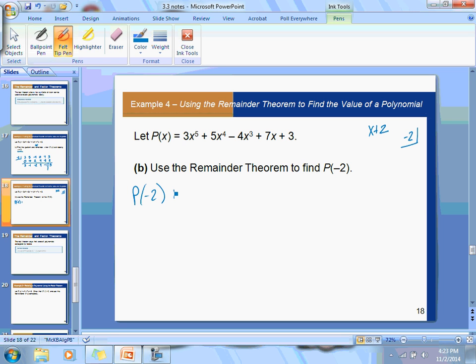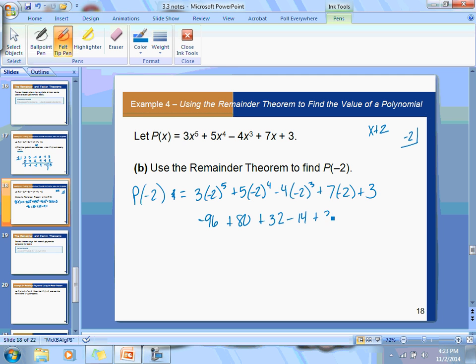So I'm going to have equals 3 times -2 to the 5th, and 5 times -2 to the 4th, and 4 times -2 to the 3rd, and 7 times -2 plus 3. So this gets a little tedious, but if I multiply this out, I'm going to get -96. Multiply this out, I get 80. Multiply that out, I get 32. Multiply there, I get -14, and then the plus 3. And when I combine those terms, I'm going to get 5.